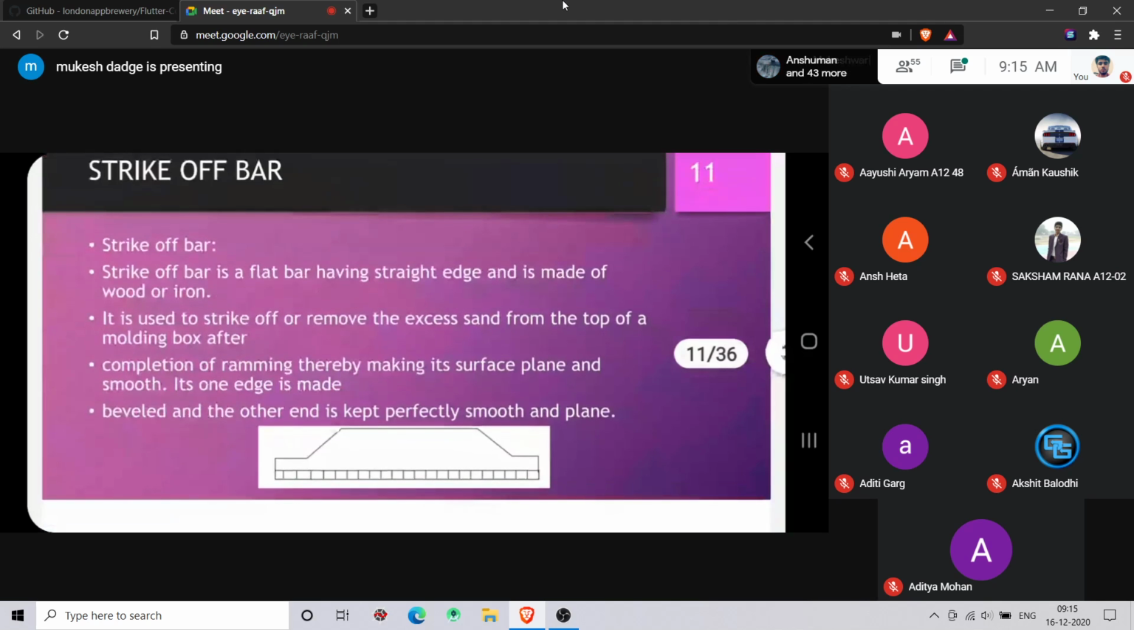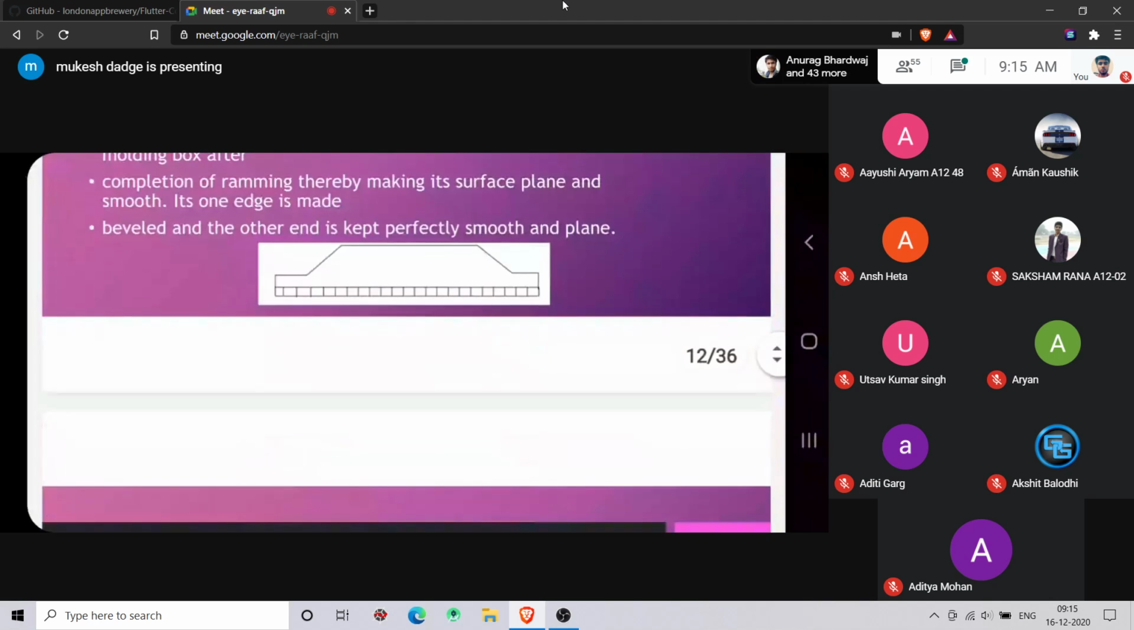स्ट्राइक ऑफ बार तो फ्लैट सैंड फ्लैट करनी है तो स्ट्राइक बार यूज किया जाता है, राइट? So while showing the videos in the next class, you will get to know the use of all these tools.